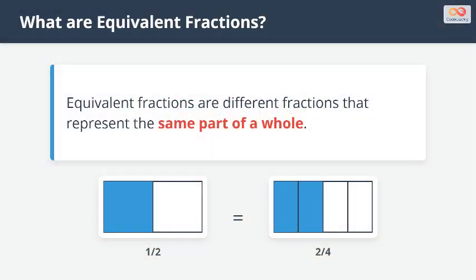So, what exactly are equivalent fractions? Simply put, they are different fractions that name the same part of a whole. Even though the numbers look different, they represent the exact same amount. Imagine a chocolate bar. Whether you eat 1/2 or 2/4, you are still eating the same amount of chocolate.